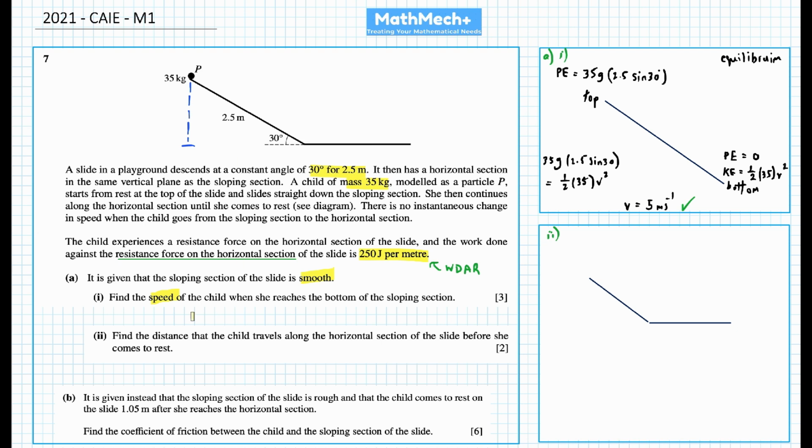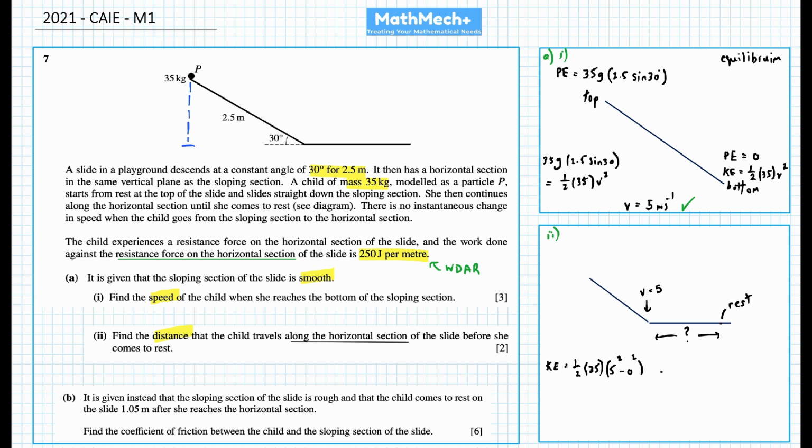The second part, part B, we're trying to find a distance. The child travels along the horizontal section before coming to rest. Okay, so what's changed here? Well, a change in kinetic energy will be the work done against the resistance. You could also use F equals ma, so you find your acceleration and then use suvat to find the distance. We're going to go the energy route here.